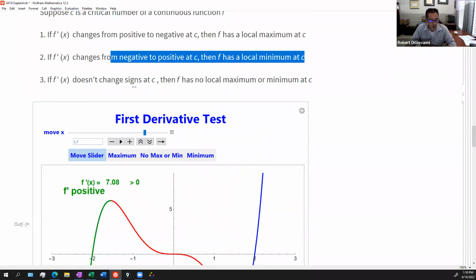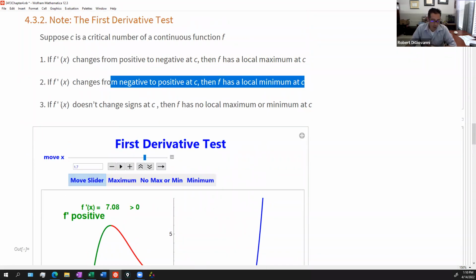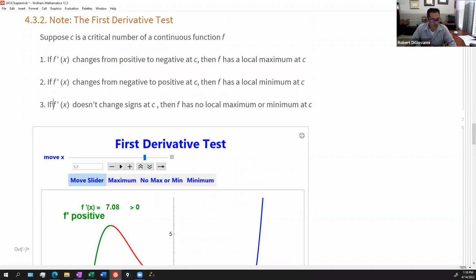And then the last part says, if you've got a critical number and the derivative does not change signs at that point, so it goes from negative to negative or positive to positive, then f has no local max or min at that point. In other words, it doesn't qualify.